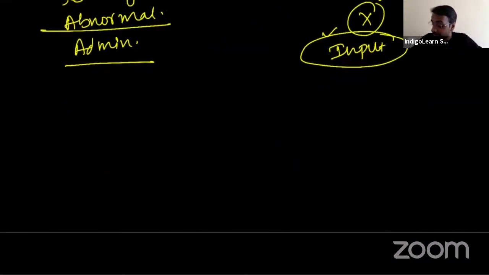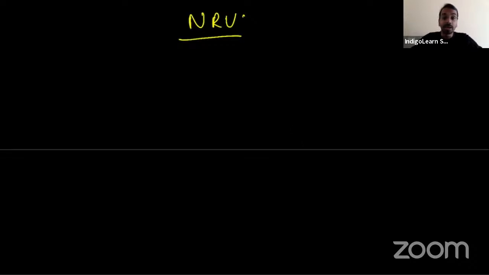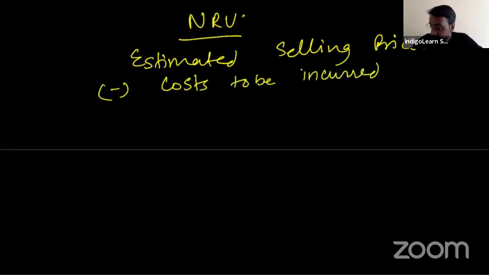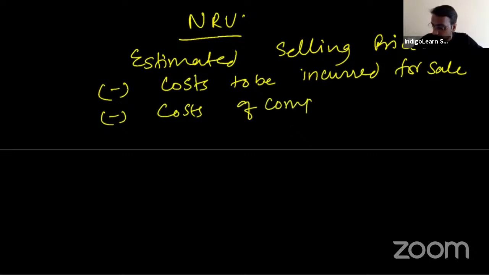Then we have NRV. Now what is this net realizable value? The estimated selling price minus any costs to be incurred for sale, or the third one is costs of completion. Now what does this mean?